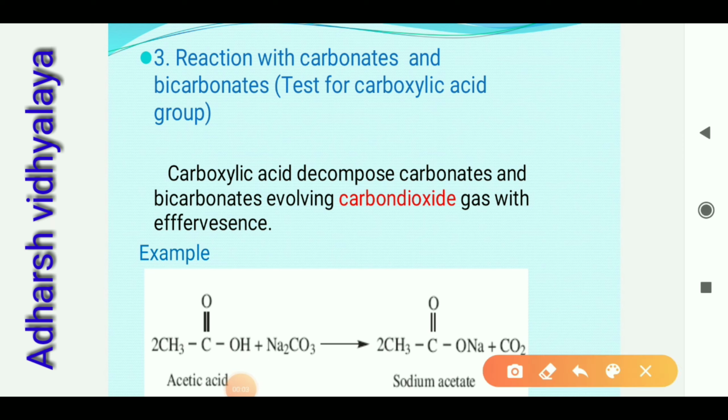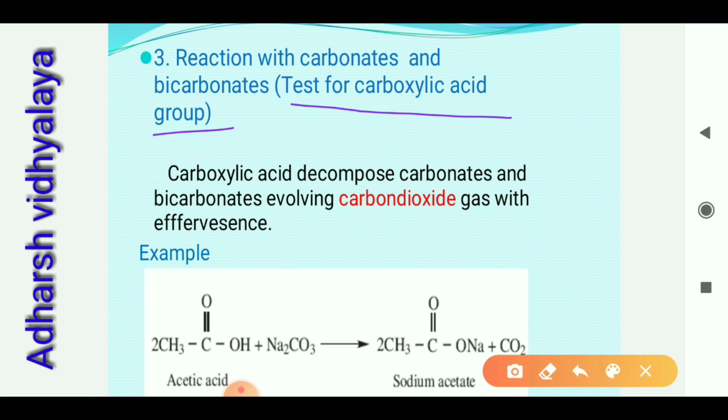In this third reaction, we are discussing how carboxylic acid reacts with carbonates and bicarbonates, sodium carbonate or sodium bicarbonate. This reaction is also known as the test for carboxylic acid.